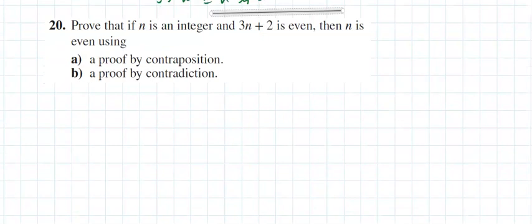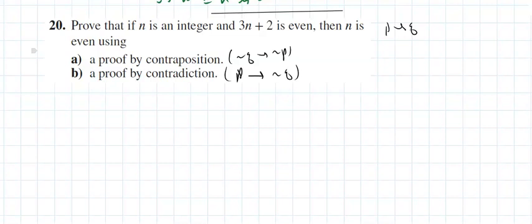Okay, now we're looking at number 20. We have two things to worry about. They want us to use both. So remember, contrapositive was, again, the idea was P implies Q. Contrapositive in A was not Q implies not P. And contradiction, assume P gives not Q, and show there's something wrong with that assumption, therefore that must be true. Well, let's do part A first.